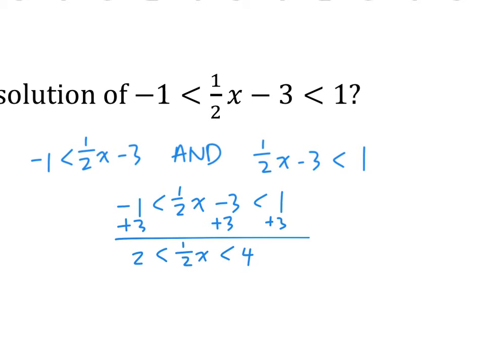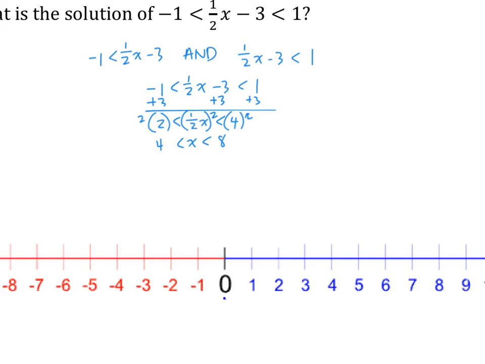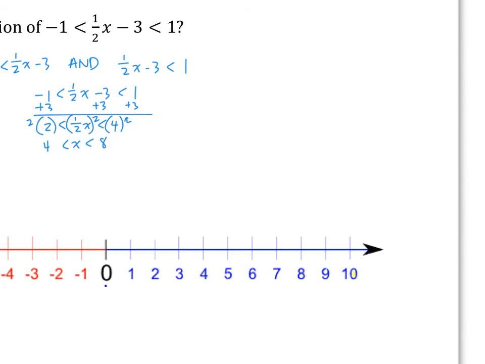The last thing I need to do to solve for x is to multiply by 2 here. And then again, whatever I do to one side, I do to all the sides. So 4 less than x less than 8. So this is the answer, and I do have a place to graph. So between 4 and 8, and don't include them.